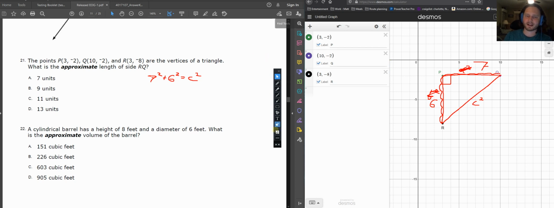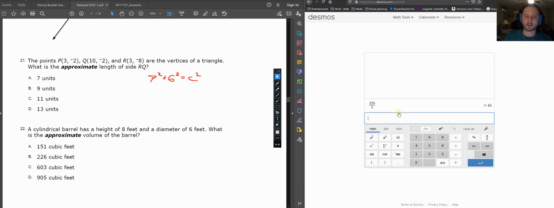Now let's go ahead and clear my board, or at least clear this part of my board, and open up my scientific calculator. We have 7 squared plus 6 squared. And that is going to give me 85. So we have 85 is equal to c squared. Of course, in order to take the opposite of that, we would need to find the square root of both sides to cancel that out.